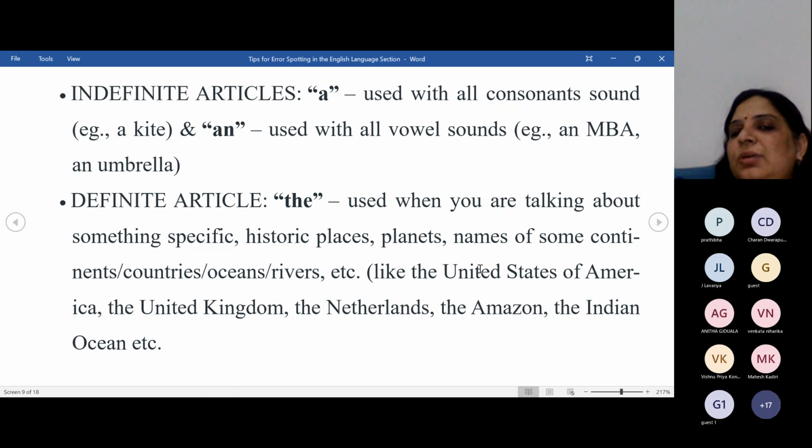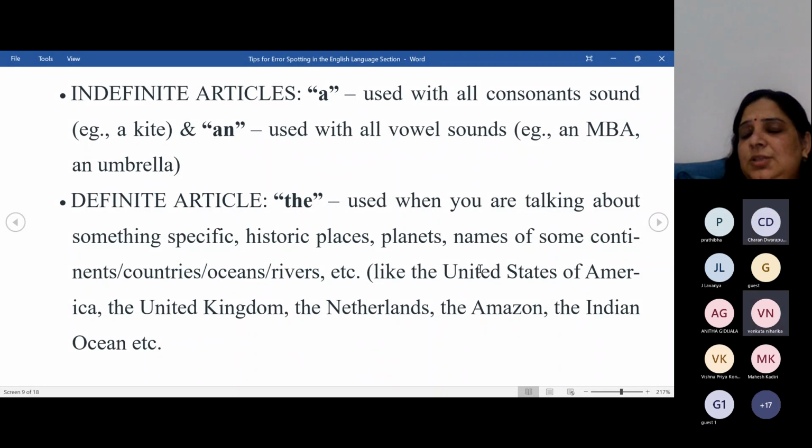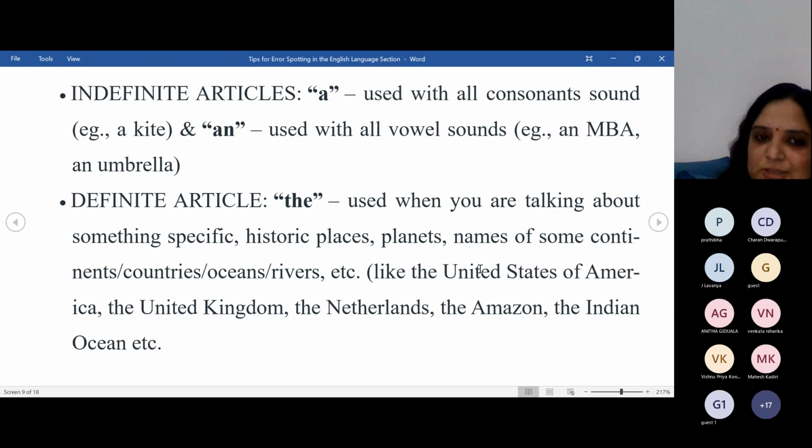English is sometimes, you can say, a tricky language. There are times when you really need to understand. European, you never use an, use A, because it is a consonant sound. E is a vowel. E is not a consonant, but the sound is a consonant. University, yes, also. Correct.